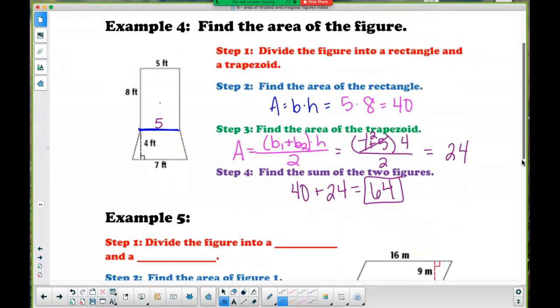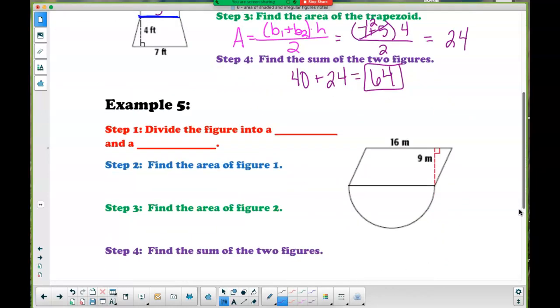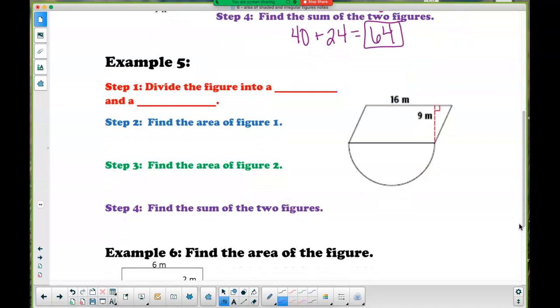Okay. Let's look at example 5. What can we split number 5 up into? What shapes do you see? What do you see in number 5? And I only see 2 shapes, so we're going to keep it to 2. Really? Okay, a parallelogram, absolutely.